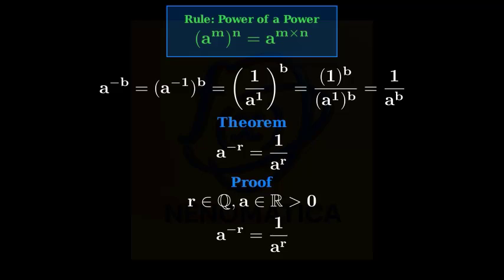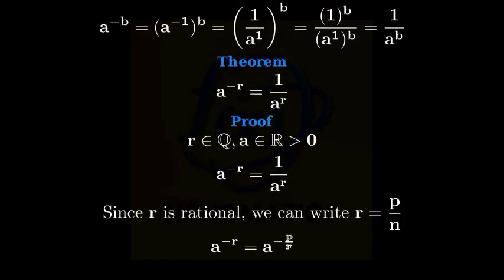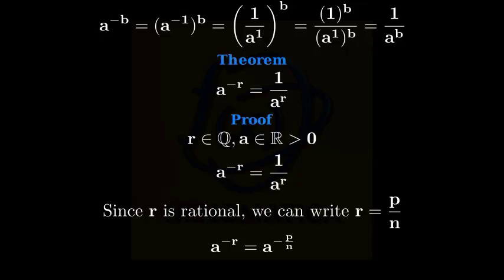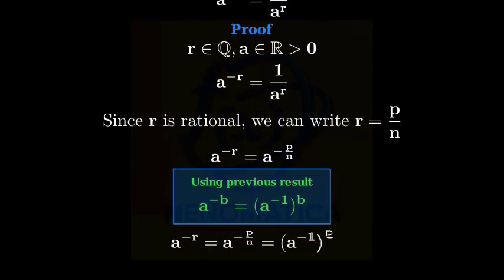Since r is a rational number, we can express it as a fraction p over n, where p and n are integers and n is not 0. Let's substitute this into our expression. a to the negative r power equals a to the -p over n power. Using the property from our reminder, this is equal to a to the -1 power, all raised to the p over n power.